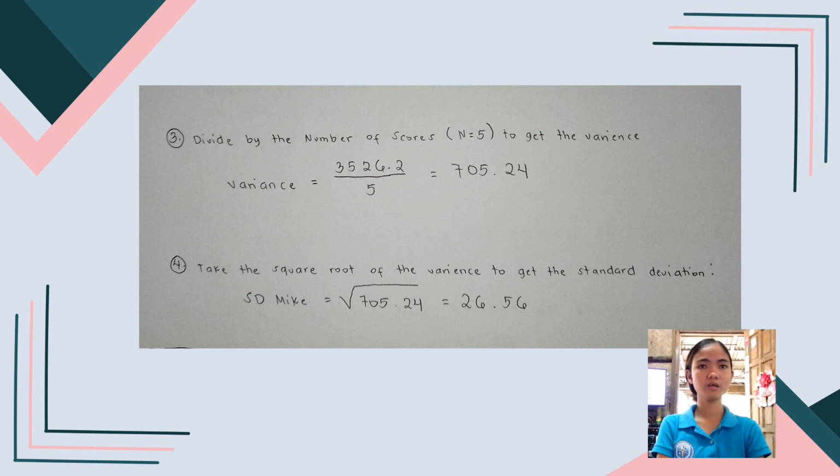So 3, divide by the number of scores to get the variance. So ganun din po, pinag-divide din lang siya. Kaya ang equals niya is 705.24. Tapos sa 4, take the square root of the variance to get the standard deviation. So yung standard deviation niya is equals 26.56. Katulad lang din po nung kay Katie's scores. So 1 to 4 niya, inano lang din yung square root of the variance para makuha yung standard deviation. So yun lang po. Hindi ko po sure kung tama.